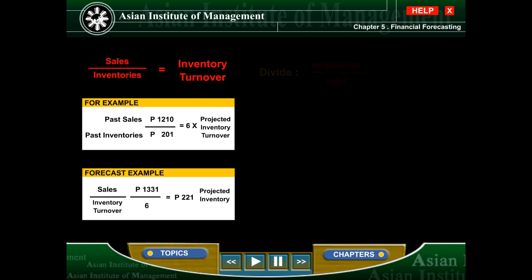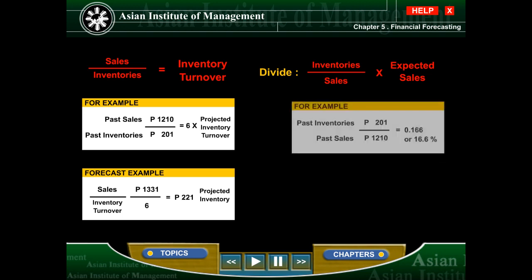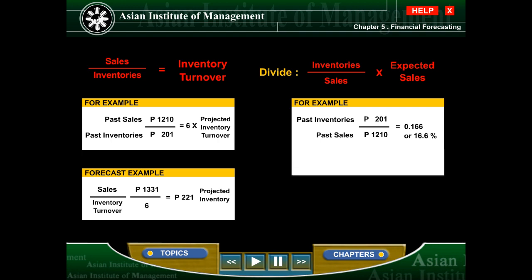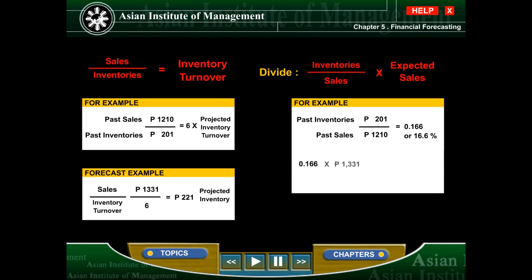Another way of doing this is to use the ratio or percentage approach by dividing the inventories by the sales or cost of sales. The resulting ratio or percentage can then be multiplied by the expected sales to derive the projected inventories. Using the same example, divide 201 pesos, past inventories, by 1,210 pesos, past sales, to get 0.166 or 16.6%. Multiply 0.166 by the sales forecast of 1,331 to obtain 221, which is next year's forecast.